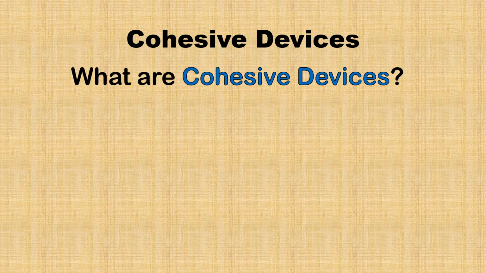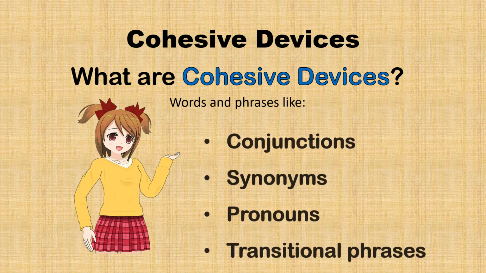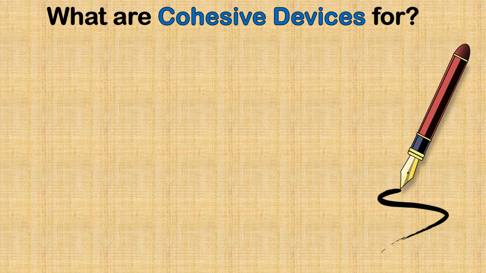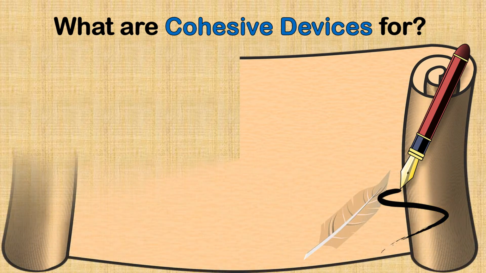Let's go to our topic today, cohesive devices. Do you know what are cohesive devices? Cohesive devices are words and phrases like conjunctions, synonyms, pronouns, and transitional phrases. Do you know what they are for? What are cohesive devices for? Let's look at it one by one.